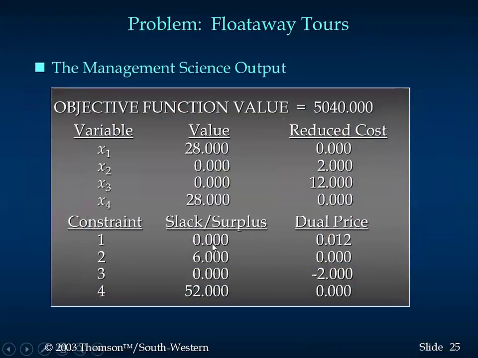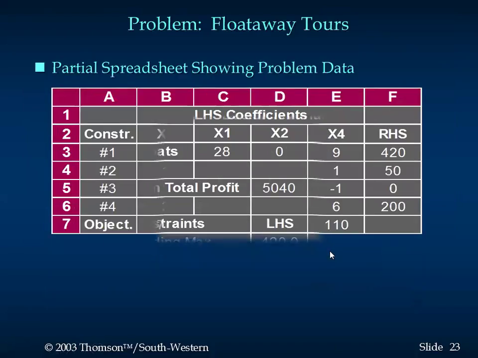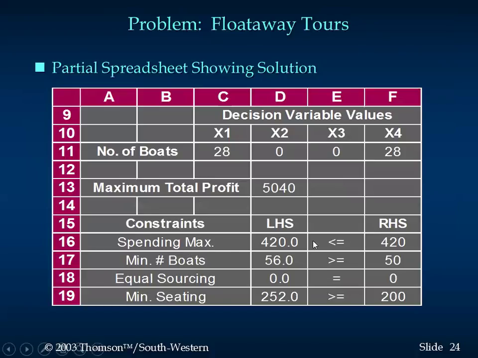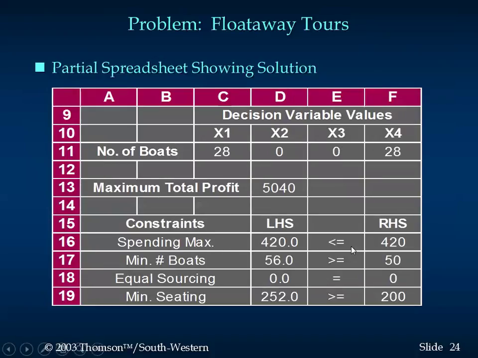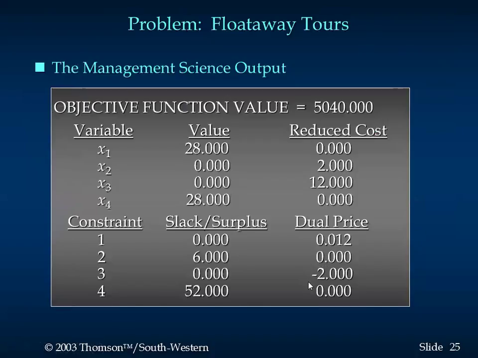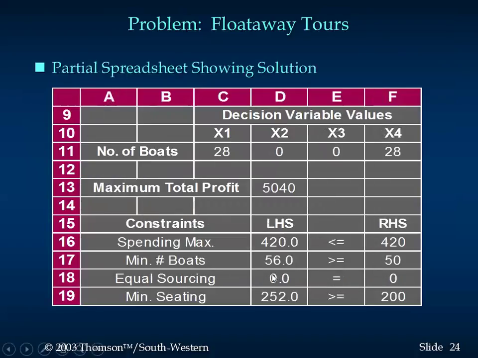Now, what about these? The first constraint is binding and has a dual price of 0.012. The first constraint is spending, right? That means if I had more capital to put in, my profit can increase by 0.012 per unit invested. The second one, we have an excess of 6.